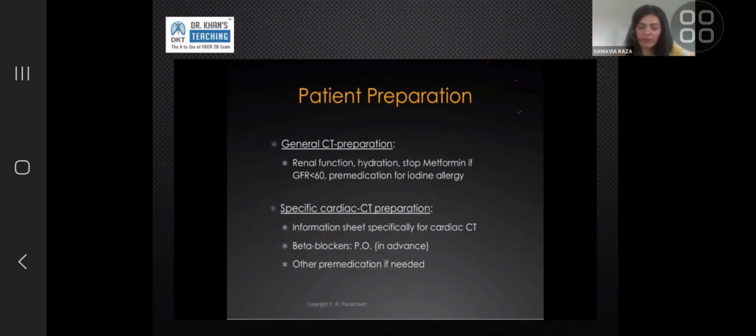So anything that would prevent you from getting beta blockers is definitely worth knowing before the scan. For example, if you have a history of asthma, and by asthma I don't mean mild asthma. If you have severe asthma that you have been admitted to the hospital for in the past, for example, those are the questions.